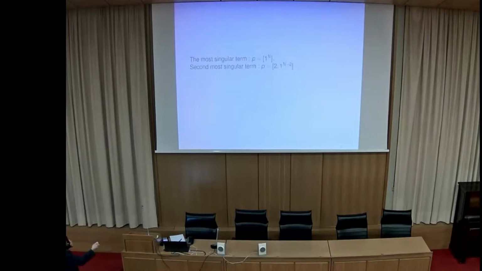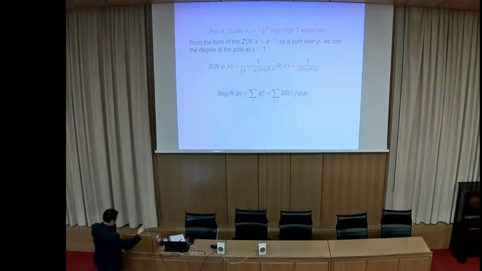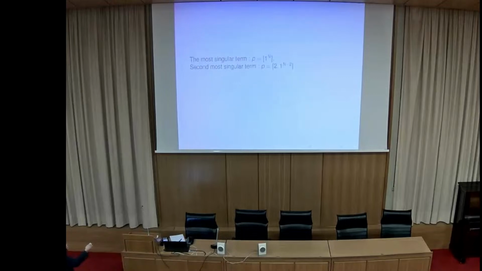From this formula, you can prove the most singular term comes from simply the identity partition, and the second most singular comes from when the cycles in the permutation are length 1 except for a single cycle of length 2. Somehow the leading terms in this high temperature limit come from small cycles. And this is high temperature because x goes to 1, that is 1 over t goes to 0, so t goes to infinity. So it is essentially a high temperature expansion.